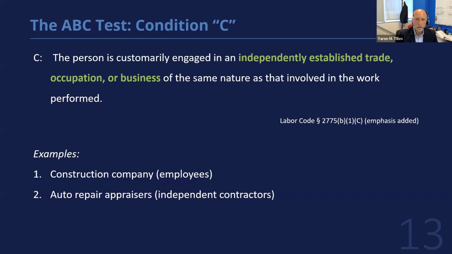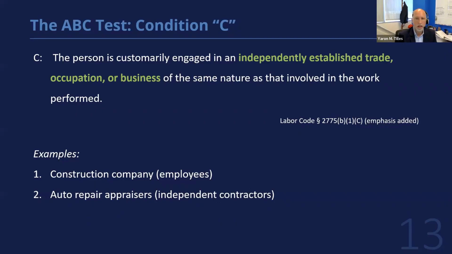The hiring entity must prove the independent business operation is actually in existence at the time the work is performed. The fact that the business operation could come into existence in the future, or that the hiring entity did not prevent the worker from engaging in such a business, is not sufficient.